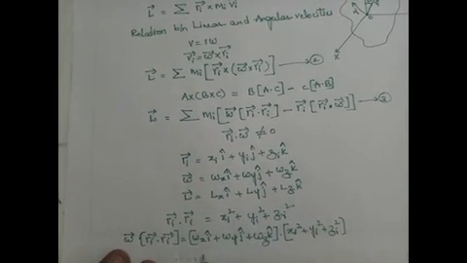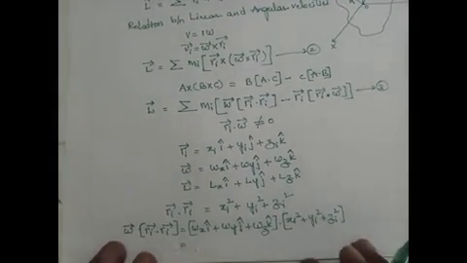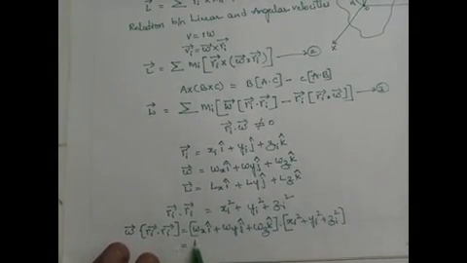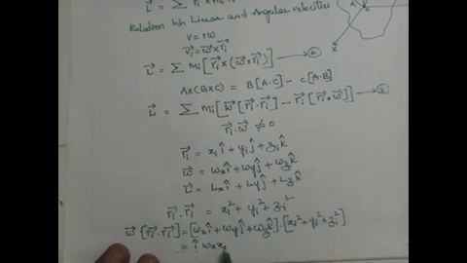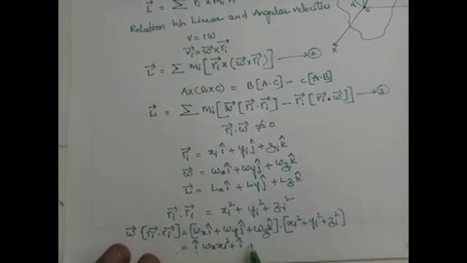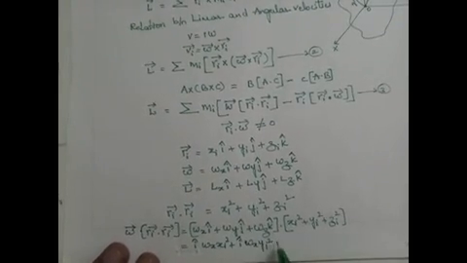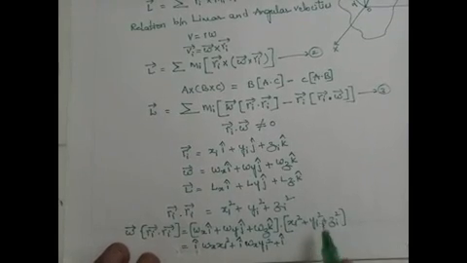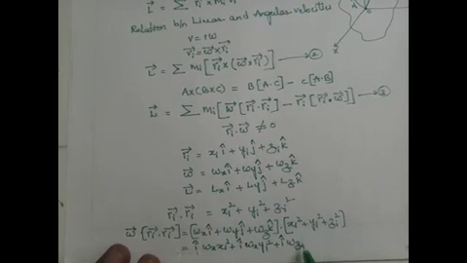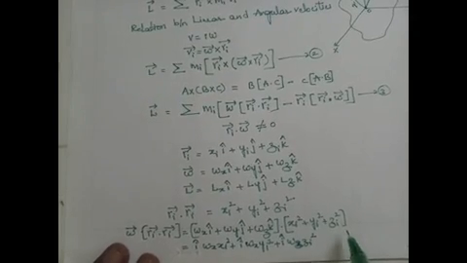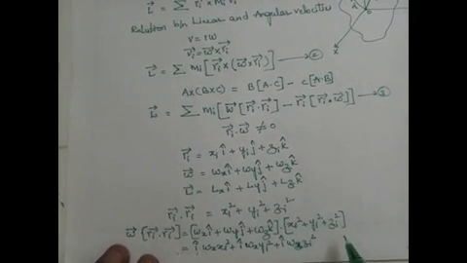We'll get i cap omega x xi square, and next i cap omega x yi square, plus i cap omega x zi square. So we'll get here 9 components, right? We'll get here 9 components. Okay, next.